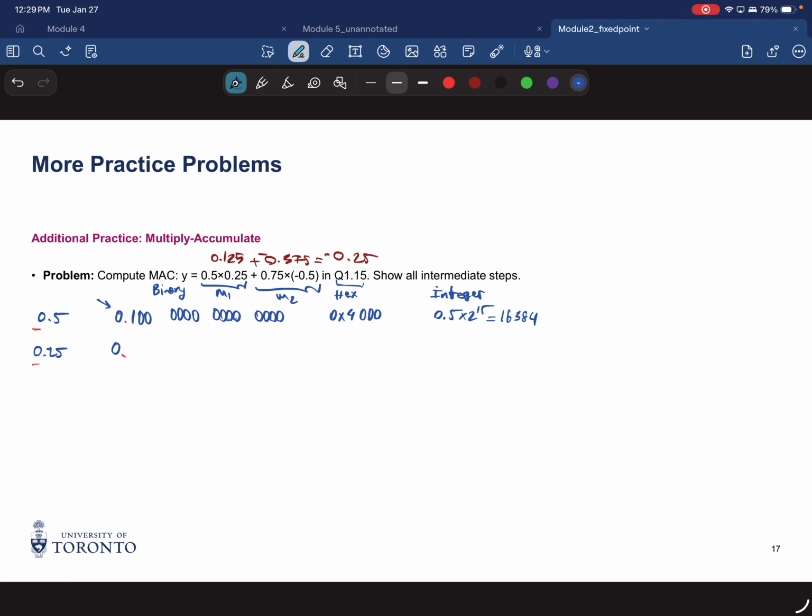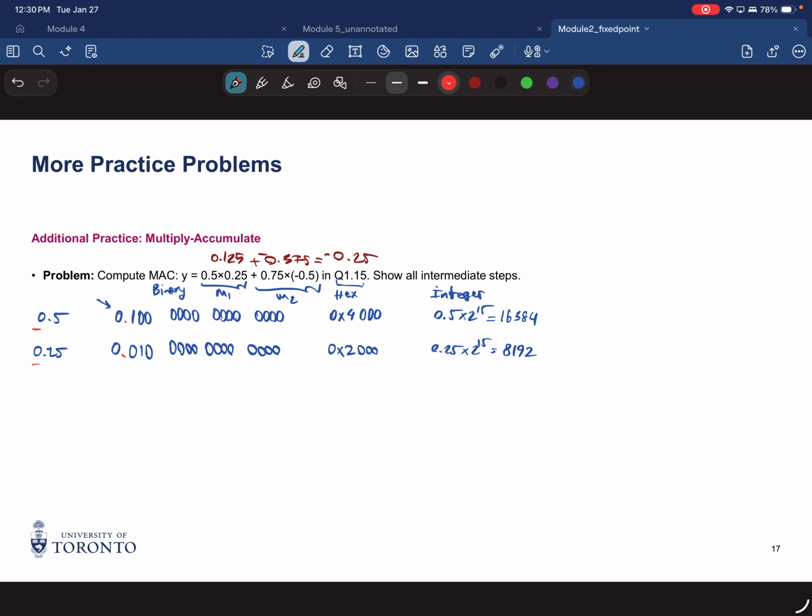Okay, next one. We have 0 for the sign bit. Then what is the second bit? 0. What is the third one? 1. Thank you. Then the next bits are just 0. And in hex, this is 0x2000. And in integer, that's 0.25 multiplied by 2 to the power of 15, which is 8,192.